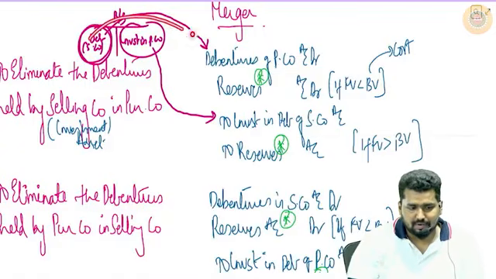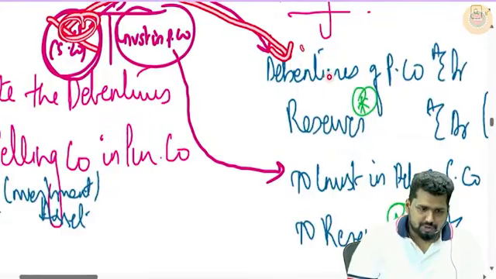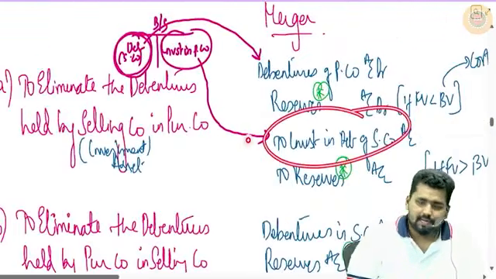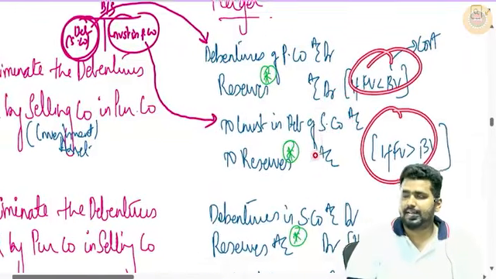So debentures of which company? In our company, the purchasing company's debentures should be eliminated. The investment of the selling company in the purchasing company should be eliminated. A difference will be there, correct? That should be taken to reserves.